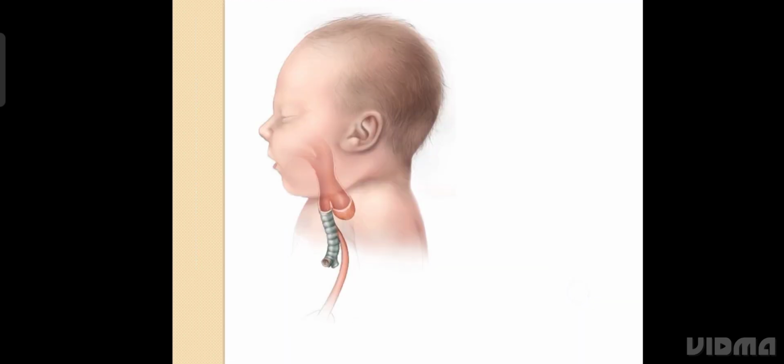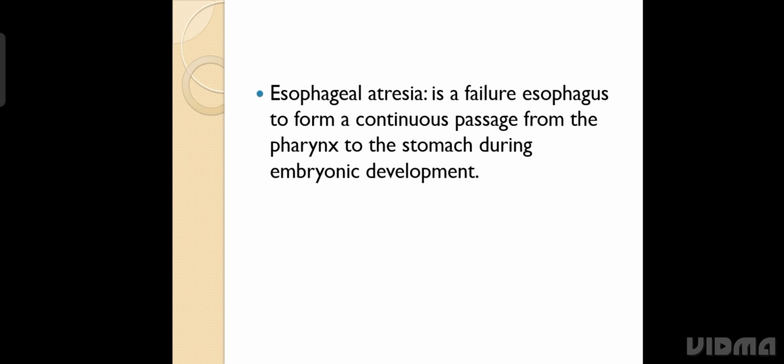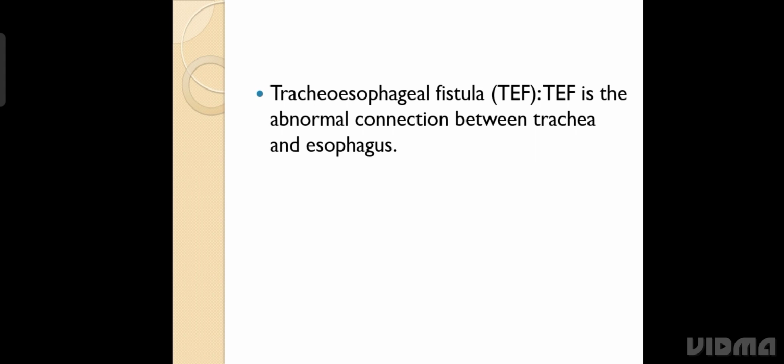Here you can see in this picture there is fistula formation between the trachea and the esophagus of the infant. Now we will see the definition. Esophageal atresia is a failure of the esophagus to form a continuous passage from the pharynx to the stomach during embryonic development. So there is a failure of a patent passage between the pharynx and the stomach, and there will be formation of two pouches, the proximal and the distal end. And in tracheoesophageal fistula, TEF, there is an abnormal fistula formation between the trachea and esophagus.